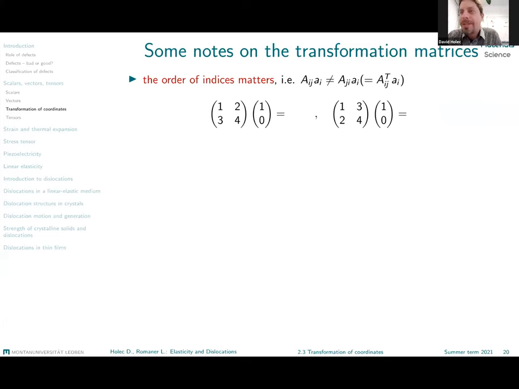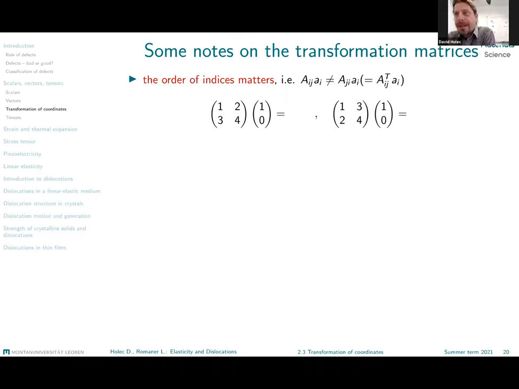Some properties, a reminder of the matrix algebra, linear algebra. We know that the matrix multiplication is not commutative, and therefore also the order of the indices that we write them matters. So what do I mean by that? If this corresponds to a certain matrix, then this corresponds to the transposed matrix. When I change the order of the indices, I do change the meaning of what is row, what is column, which is exactly the transposition of a matrix.